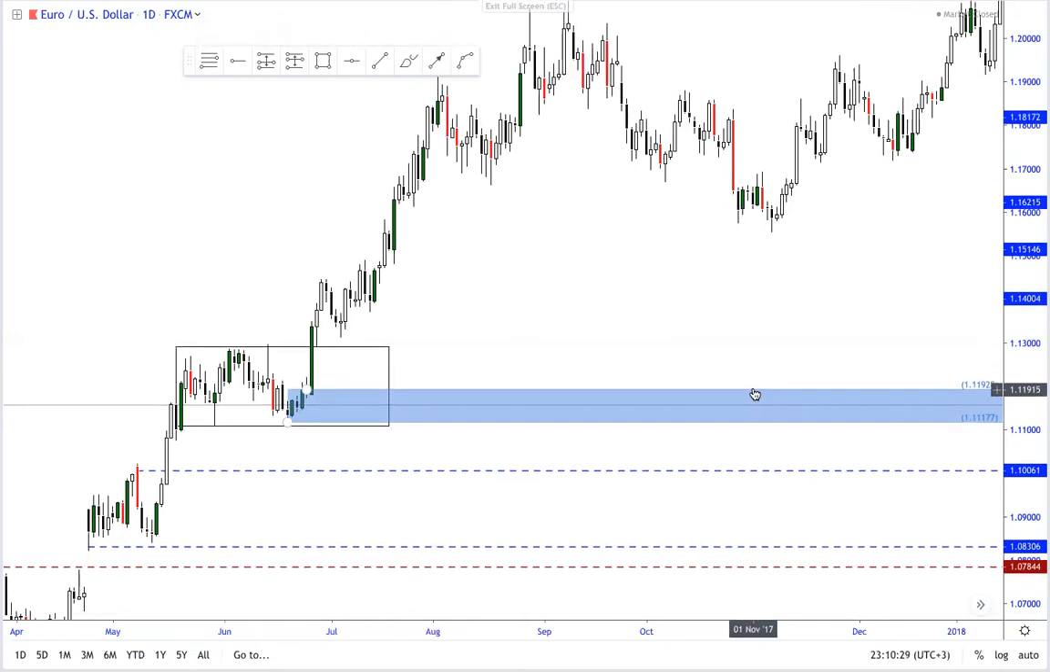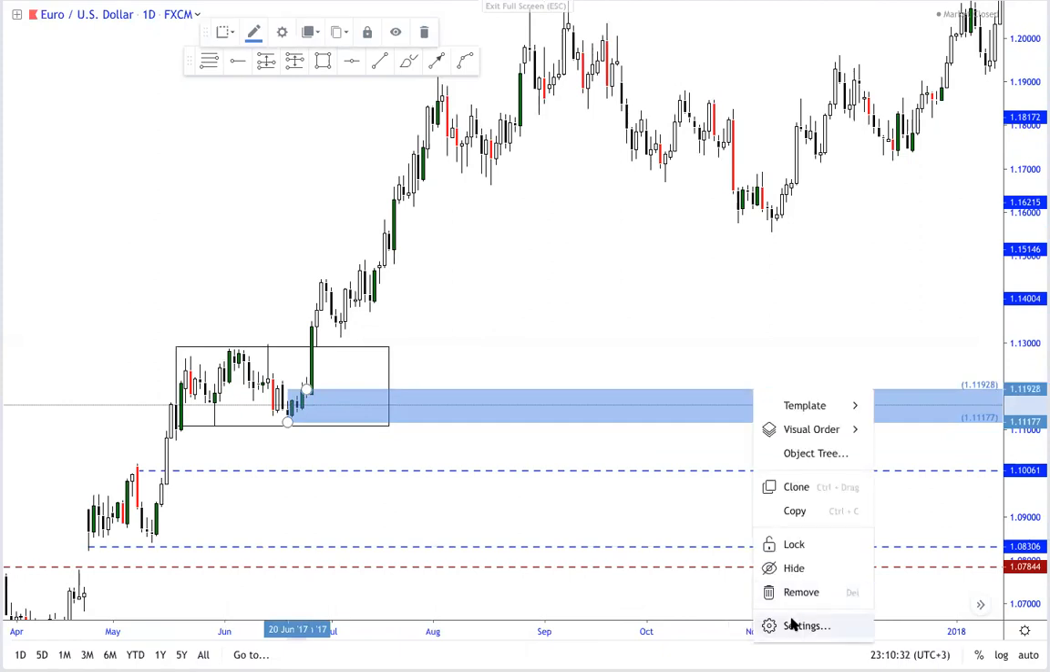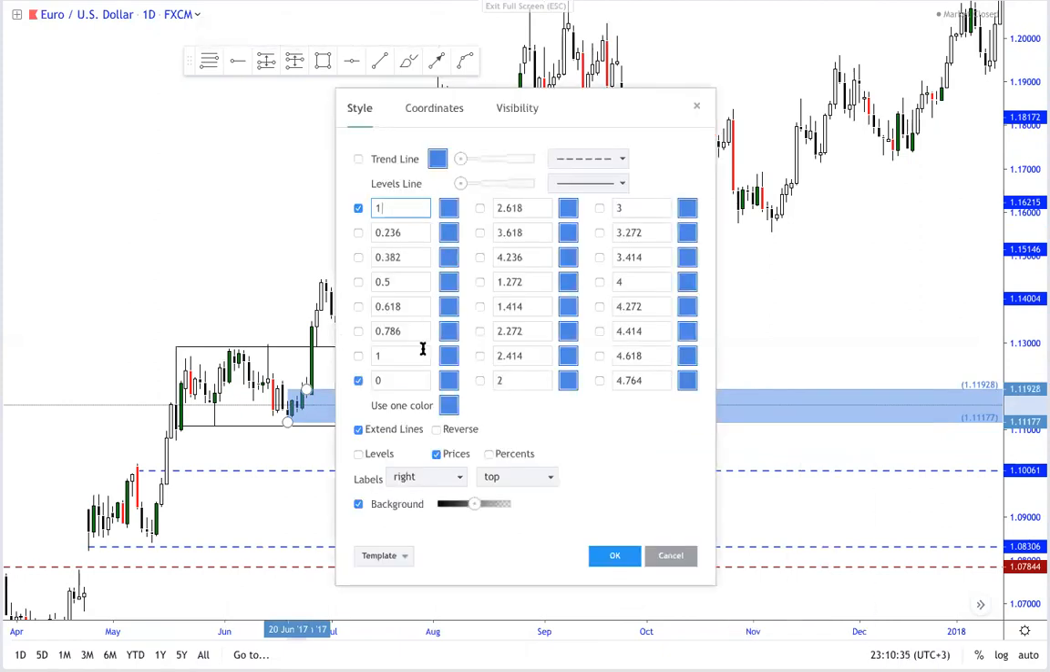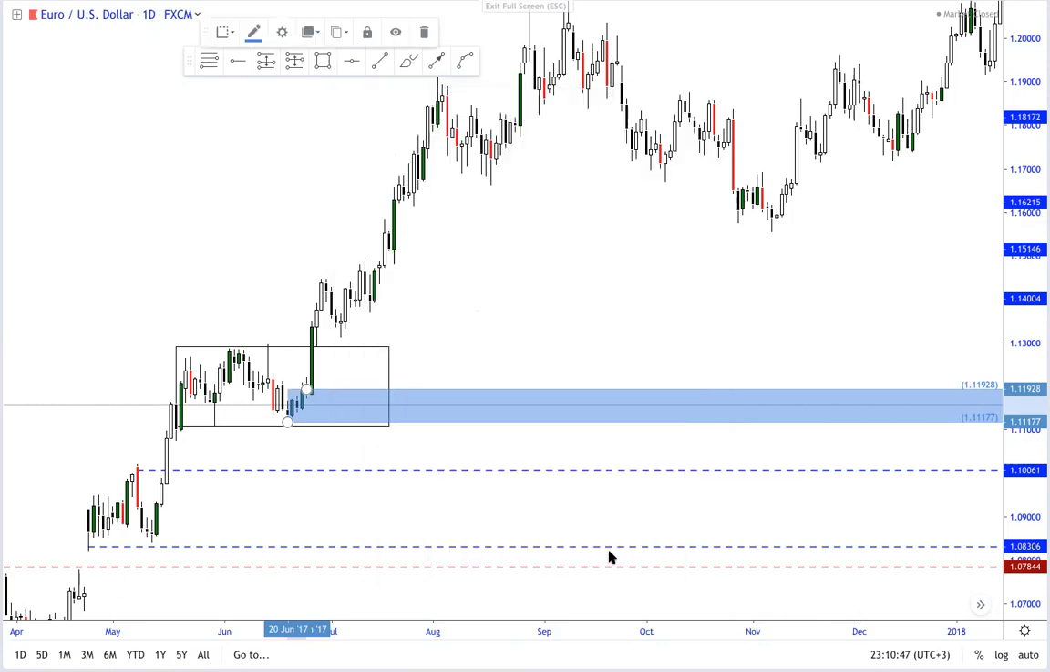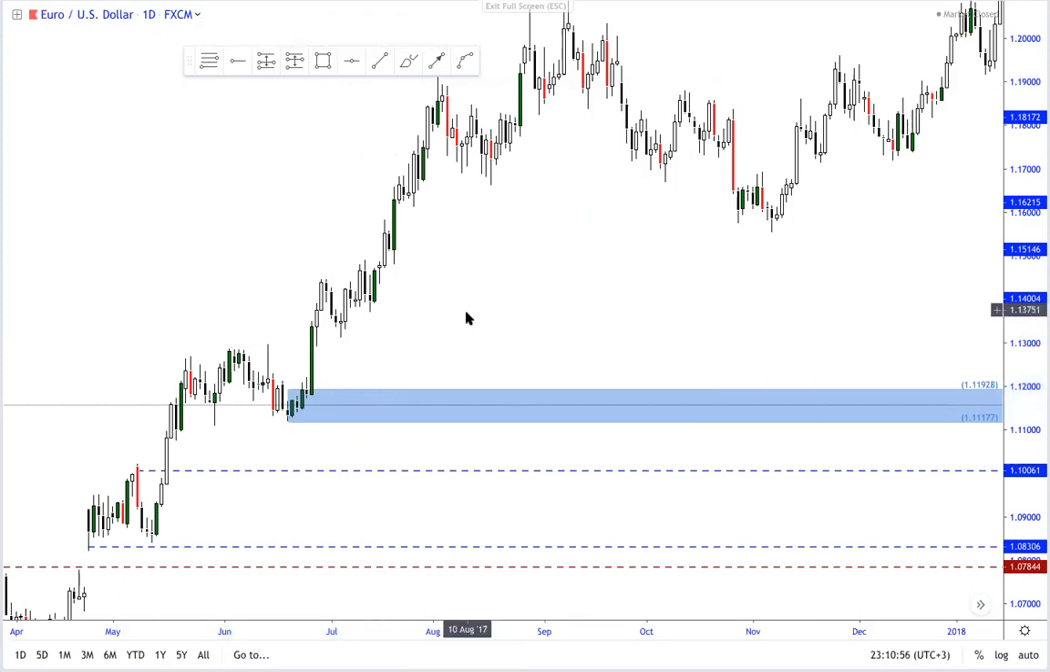What I did to make it suitable to draw the zone is that I went to the settings, and these are the settings I did. I just switched off all these levels, and I was interested in 1 and 0. I extended the lines to the right, then I wanted the price to be displayed. This is just very simple to figure out. So this is the way I draw the daily zones, to differentiate the daily and the weekly. Now you can understand.